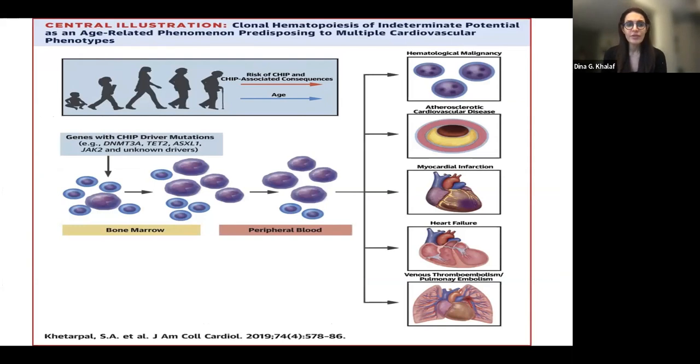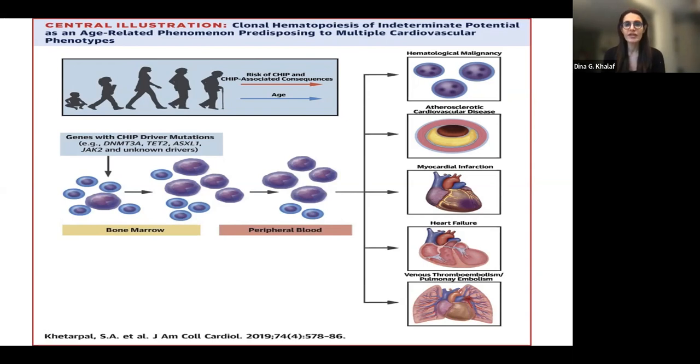So there are driver mutations that arise actually in utero. So some individuals carry those mutations. And the most known ones are the DNMT3A, TET2, and ASXL1, also the JAK2, and other unknown drivers. But having those mutations would potentially carry the risk of atherosclerotic and cardiovascular disease.